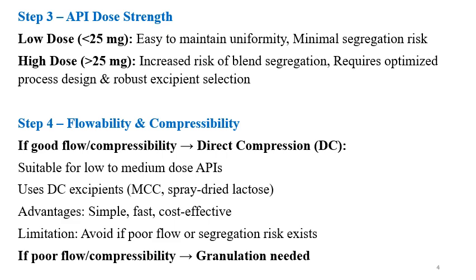Step 4, flowability and compressibility. If flow is good for the API and the excipients, you can go for direct compression. It is suitable for low to medium dose APIs, and directly compressible grade materials are used in the DC process, like spray dried lactose, spray dried mannitol, and MCC with higher density and different particle sizes. The dry granulation or direct compression processes are simple, fast and cost effective, and their limitation is that these are required to be avoided if poor flow or segregation risk are there. So if poor flow or compressibility, then you will need to go for granulation.